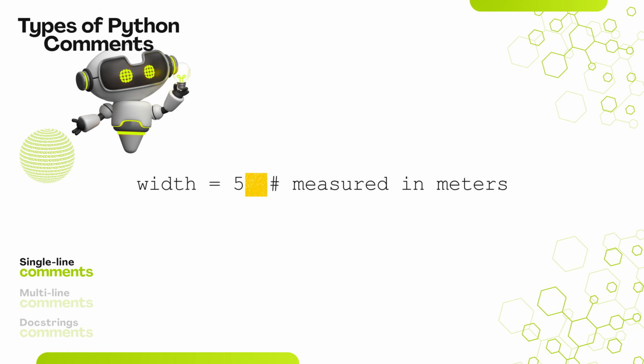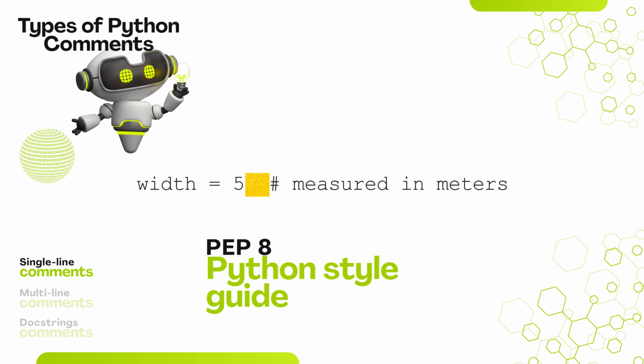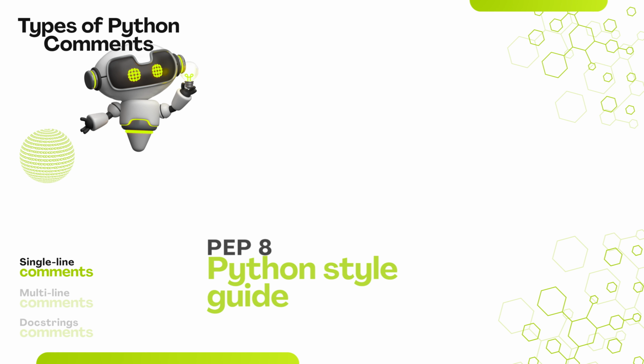The key thing to notice is those two spaces before the hash symbol. This is a style convention from PEP 8, Python's style guide, which recommends at least 2 spaces between code and an inline comment for readability.